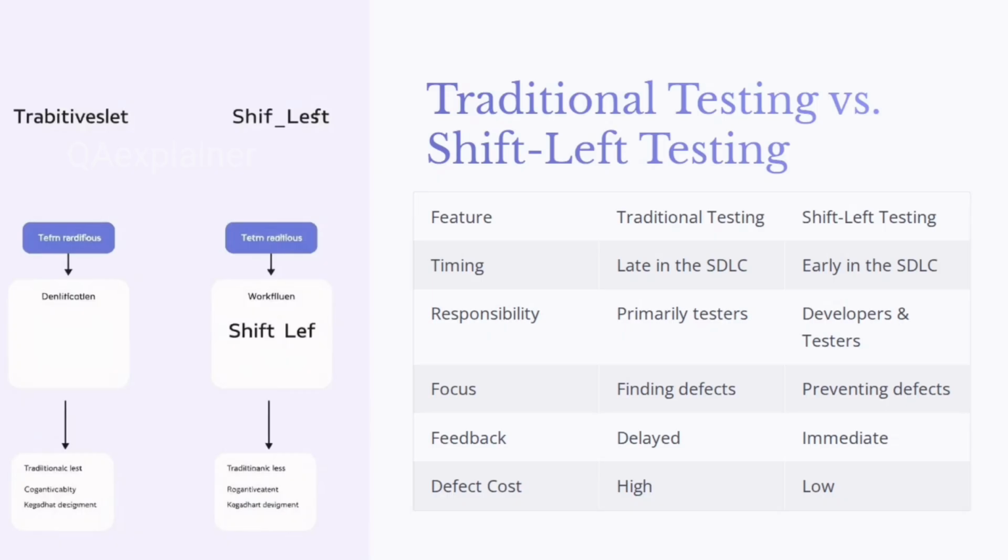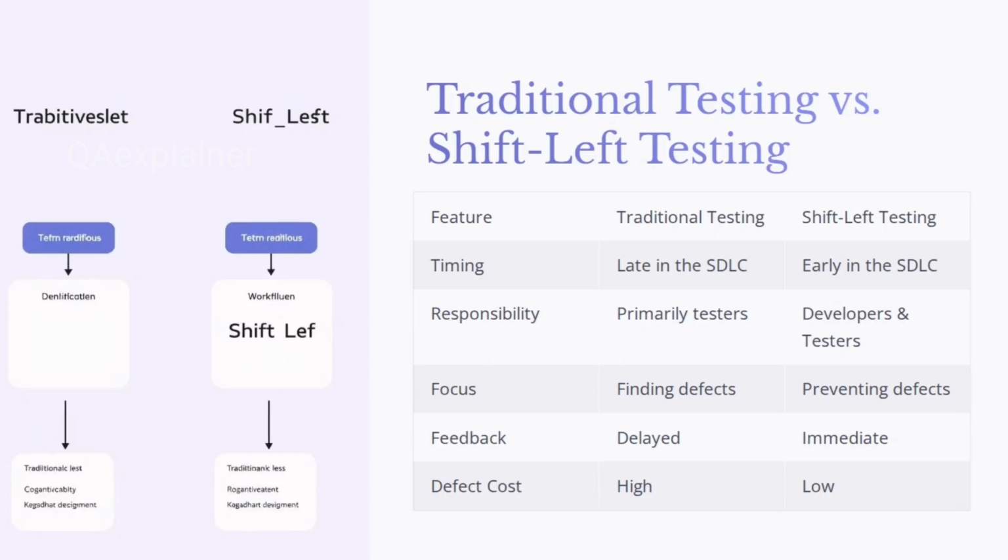The main focus area in traditional testing is finding defects, but in shift left testing the focus area is totally opposite. It is about preventing defects, not finding defects. Now in traditional testing, the feedback is very delayed, but in shift left testing it is very immediate, because here we are using buddy testing and pair programming techniques.